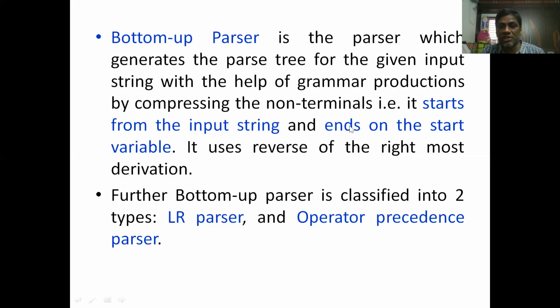If you can produce that start variable of the grammar, it means the string belongs to the corresponding language. There are no syntax errors. If the process fails to obtain that start variable, it means there is some syntax error, and the corresponding error message will be generated. So in general, a bottom-up parser performs this task: it starts with the input string and tries to produce the start variable of the grammar.